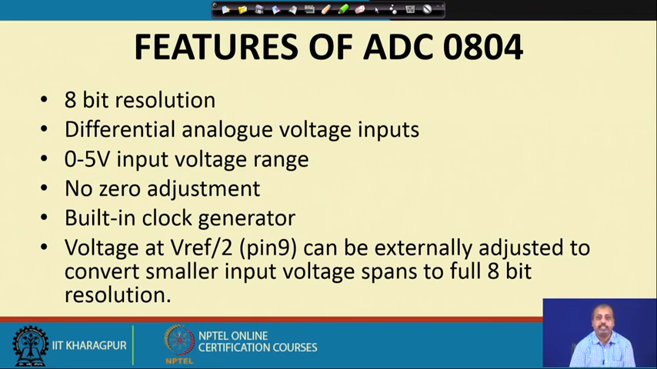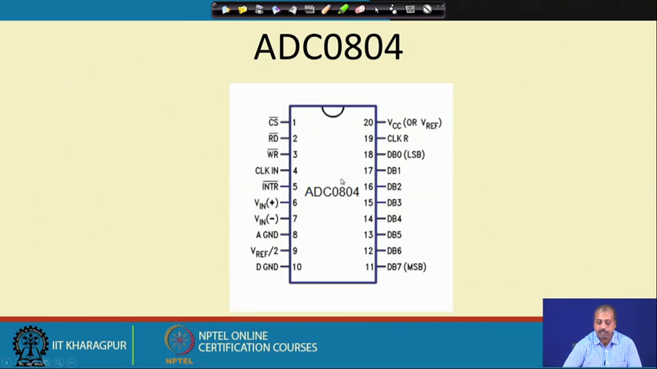There is a built-in clock generator, because when this ADC is operating, it requires a clock signal. Some of the ADCs have a built-in clock circuitry which can feed its clock directly. In some ADCs, you have to connect externally some clock generator, maybe coming from the microcontroller or from some circuitry, maybe 555 timer based circuitry, from which the clock is generated and fed to it. Then the voltage at Vref by 2 can be externally adjusted to convert smaller input voltage spans to full 8-bit resolution. So, this is the pin Vref by 2.